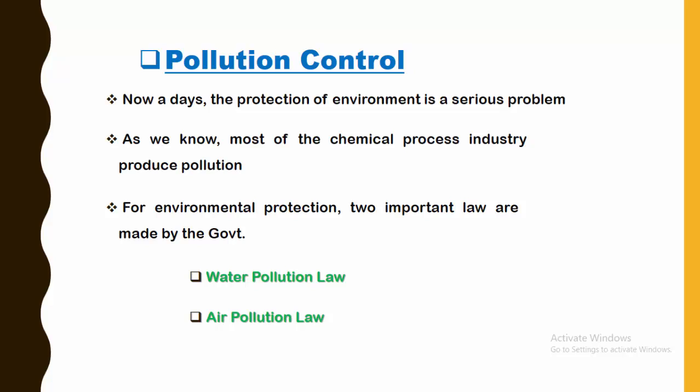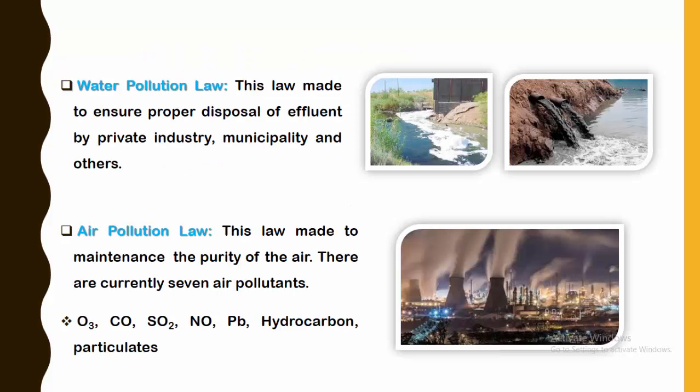For environmental protection, the government has made certain laws. Two important laws are the water pollution law and the air pollution law. With these laws, up to a certain extent, pollution is controlled. Why is the water pollution law made? This law is made to ensure proper disposal of effluents or solvents by private industry, municipalities and other industries.